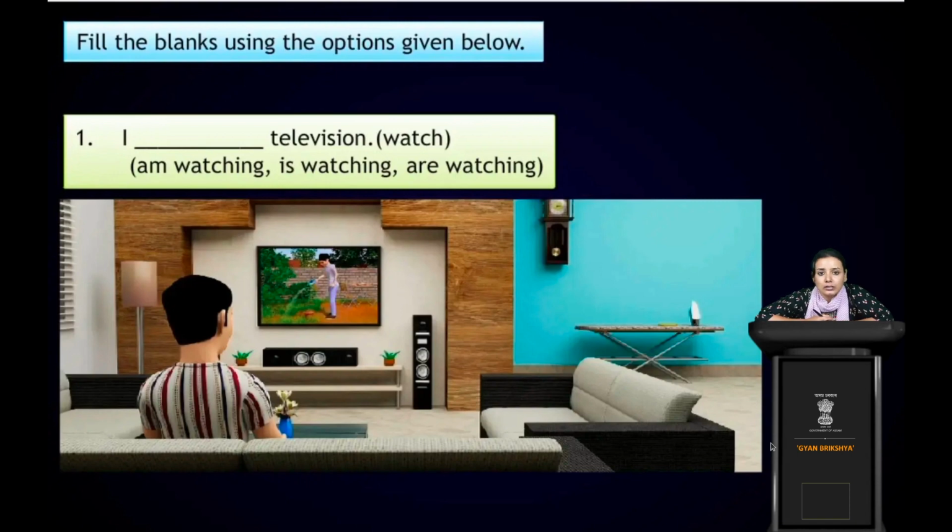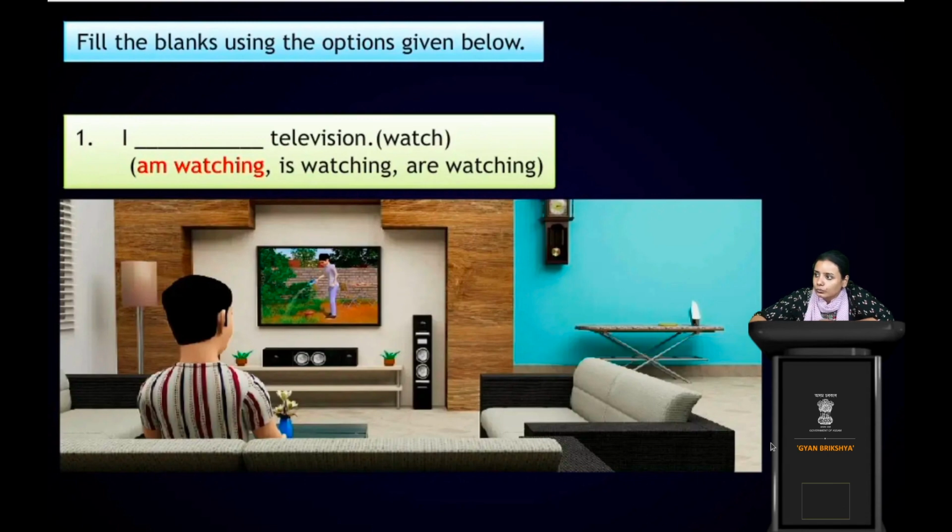What will be the answer, students? It will be I am watching, because I have mentioned that with I, singular person, we have to use singular form only, singular verb only. That is, I, be verb will be I am, right? And watch is a verb, so we have to use verb plus ing. Watch plus ing, watching. So I am watching television, and it's in present continuous tense.